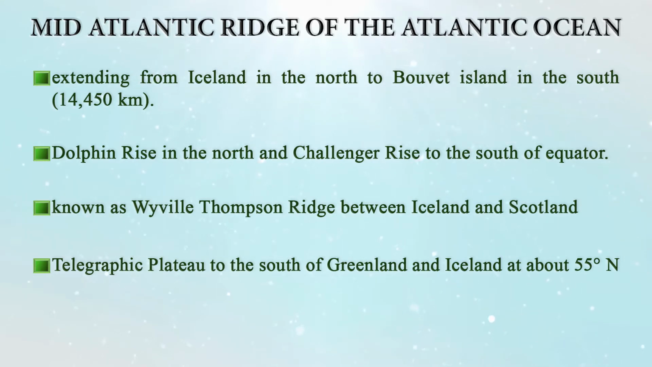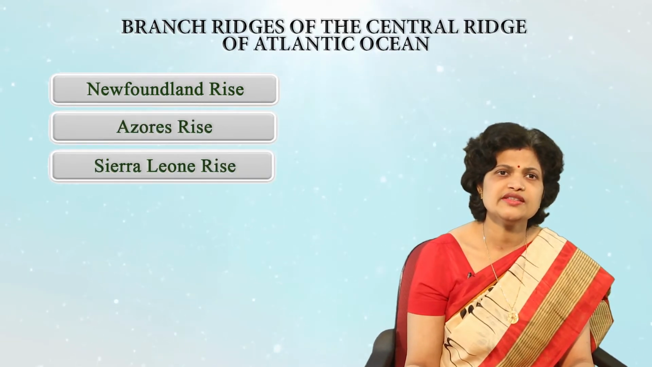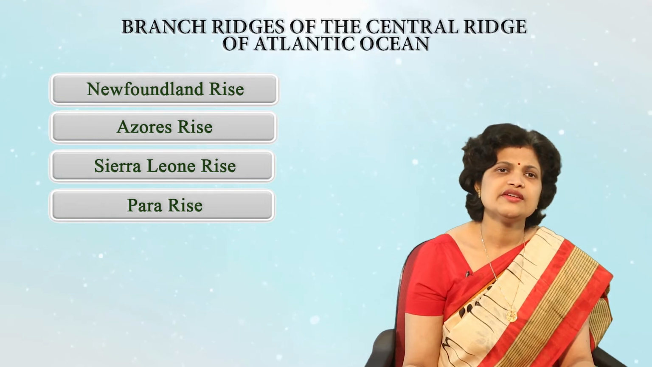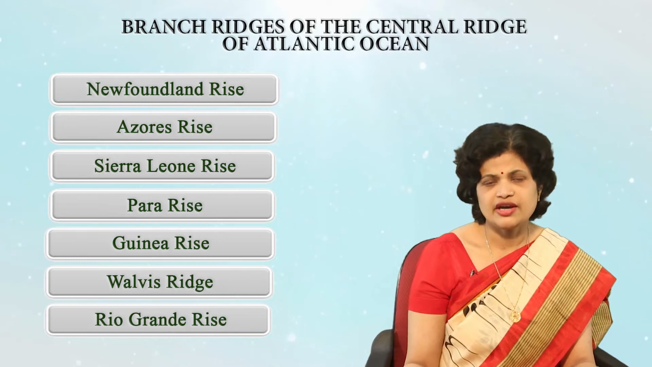This is because the first telegraphic cables were laid at this place, and there are a number of branches running from this mid-oceanic ridge to the east and to the west, dividing the Atlantic into several basins. Now these are the branch ridges, I will name them, and then we can look for these ridges in the figure. One is Newfoundland Rise, Azores Ridge, Sierra Leone Rise, Para Rise, Guinea Rise, Walvis Ridge, and Rio Grande Rise.